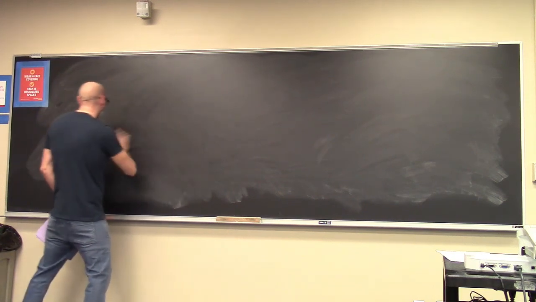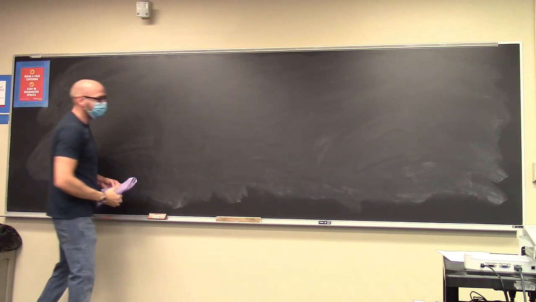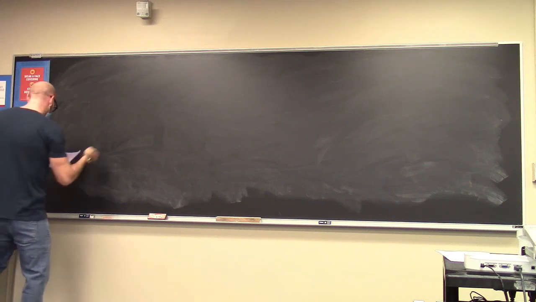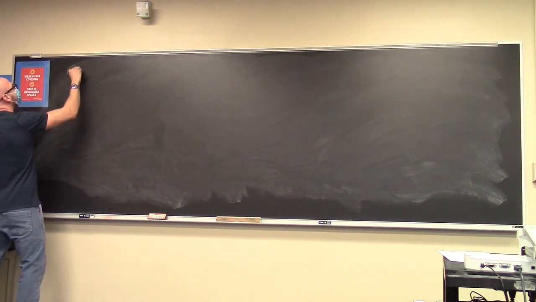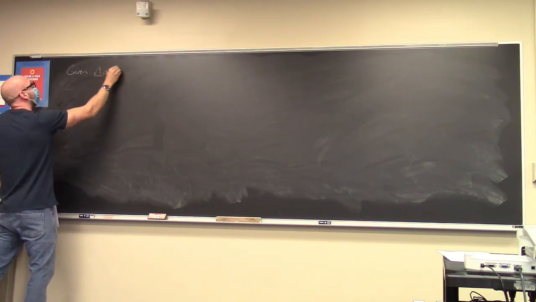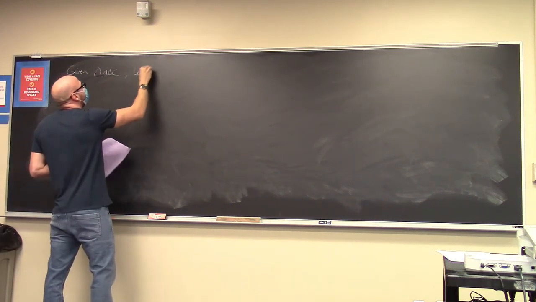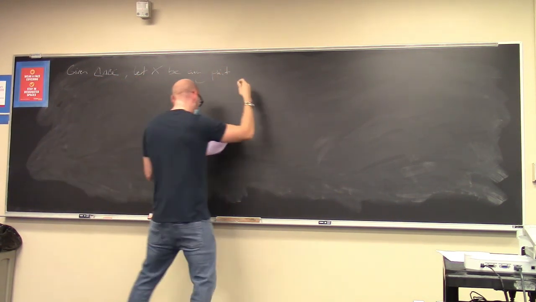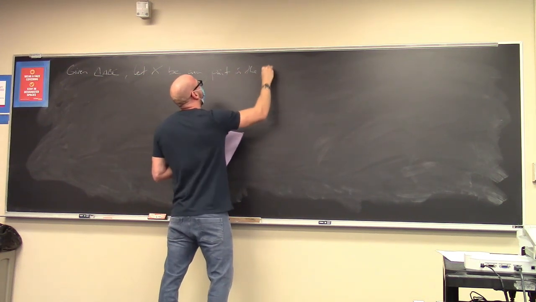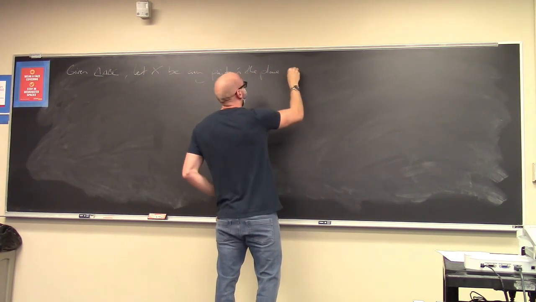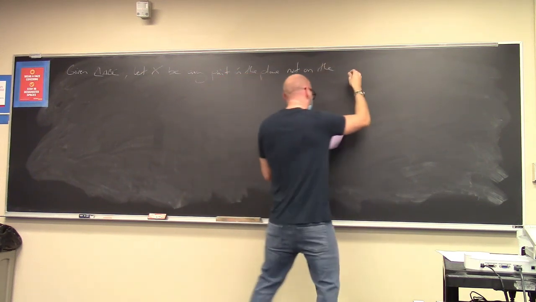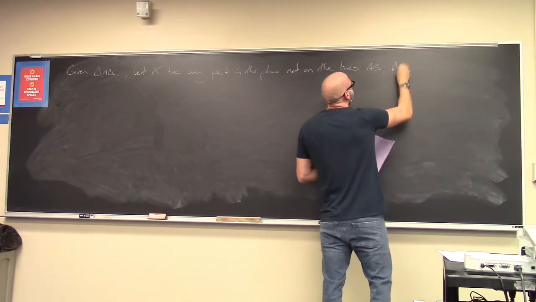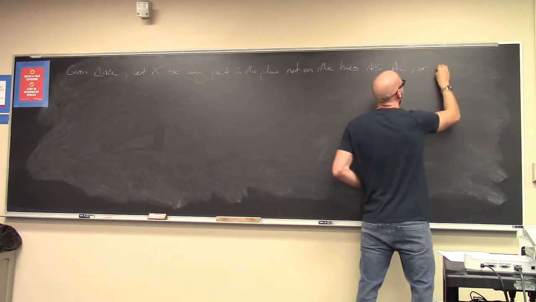What I want to do is keep moving on, which is, again, my definition, the symmedian point is the isogonal conjugate of the centroid. So let's talk about what isogonal conjugates actually are. So given a triangle ABC, let X be any point in the plane not on the lines AB, AC, or BC.